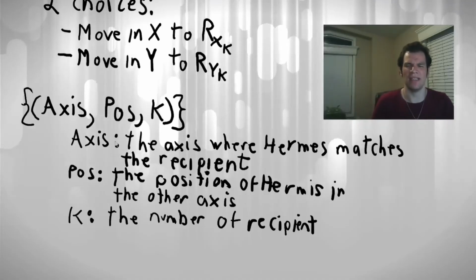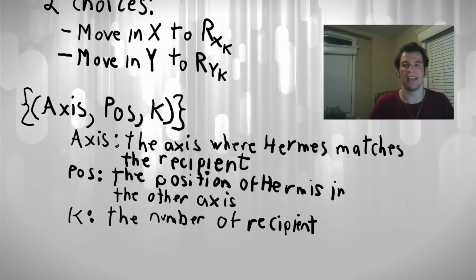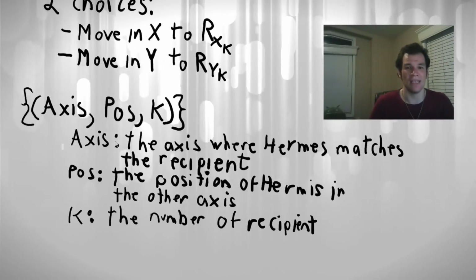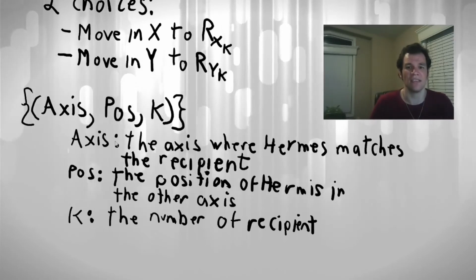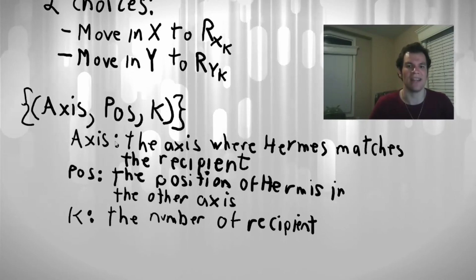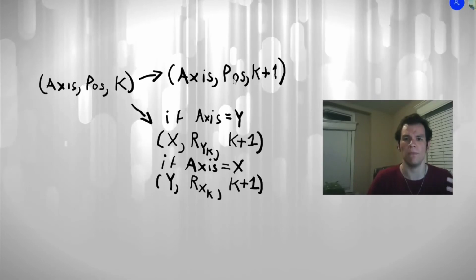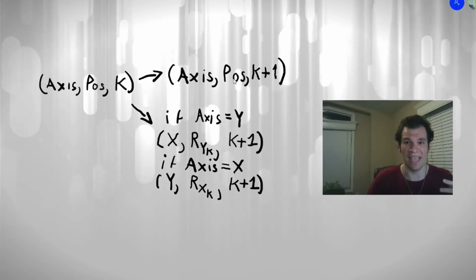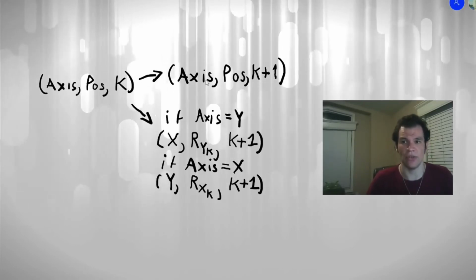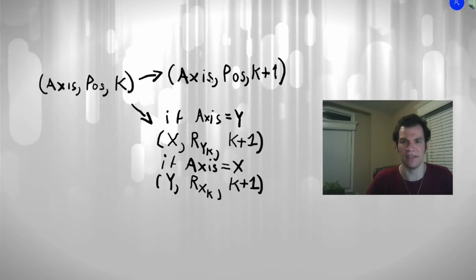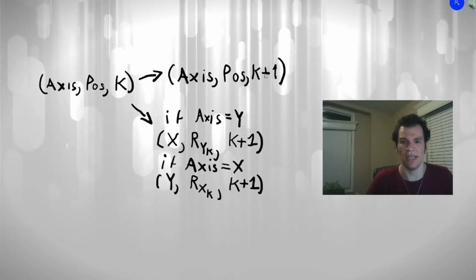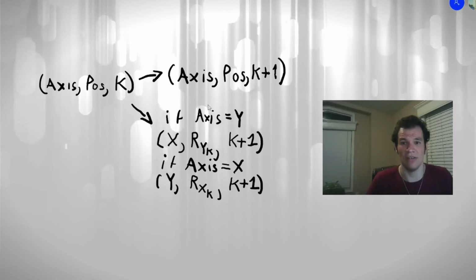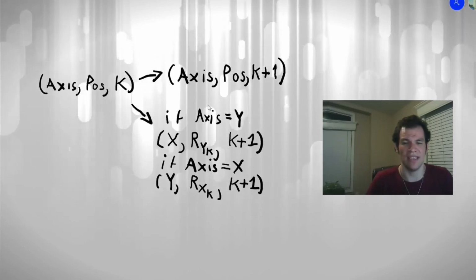Now that we know how to represent the state space, let's draw a diagram with the transitions of states in order to be able to find the recurrence. These are the two possible choices that Hermes can do at each step along the way. Either to stay in the same axis and just move to the next position, or change to the other axis. Let's see how that can be seen on the grid.